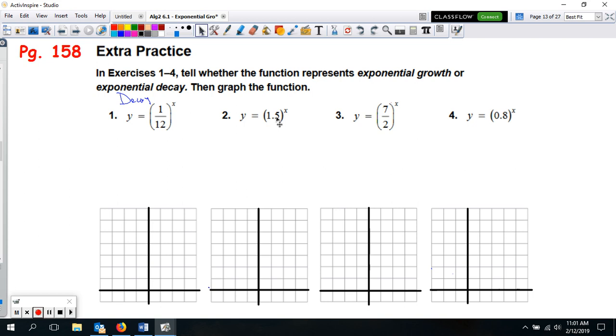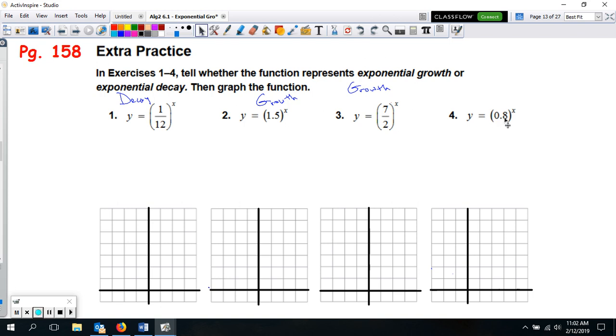Number 2, 1.5. Well, obviously that's more than 1. 1.5, that's like $1.50, which is more than $1. So this would have to be growth here in this case because it's more than 1. If we look at number 3, 7/2, an improper fraction is always more than 1. This is a proper fraction, less than 1, but 7/2, your numerator is bigger. So this is going to be actually, be more than 1. So that's growth, because it is more than 1.